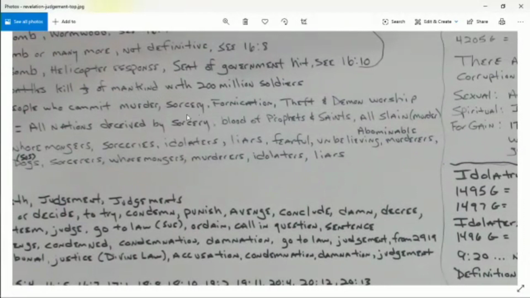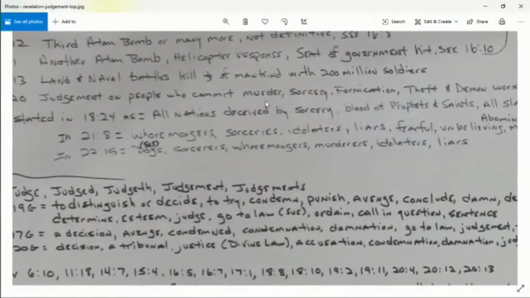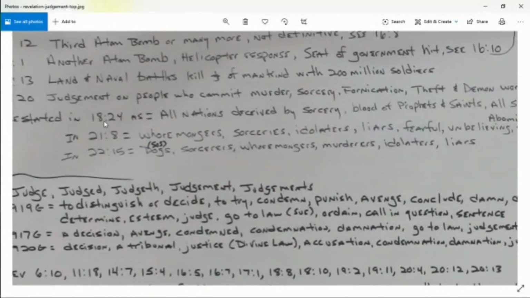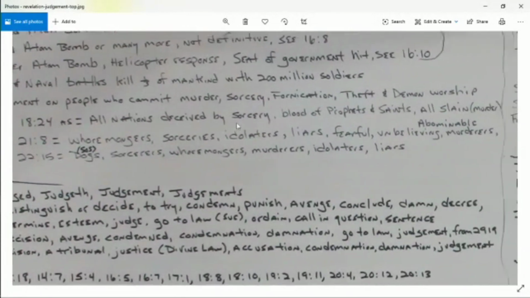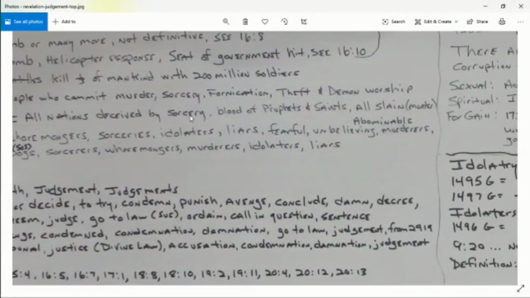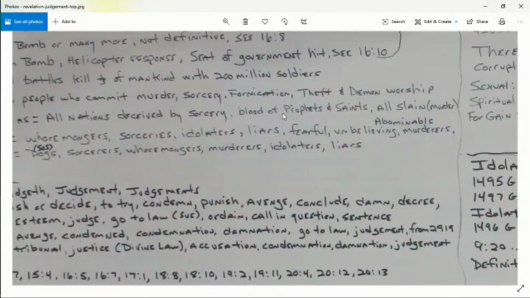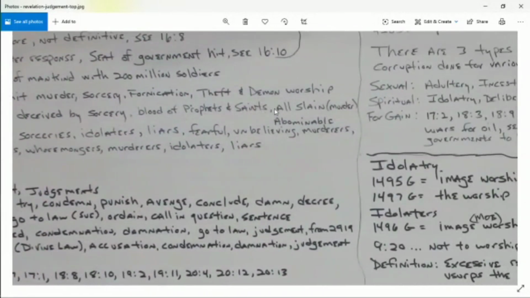These all apply to the beast, and then this is reiterated 4 times in Revelation: 18:23, 21:8, and 22:15, where again it mentions sorceries. But in 18:23 it says all nations are deceived by sorcery, and they're guilty of the blood of the prophets, the blood of the saints, and of all slain.